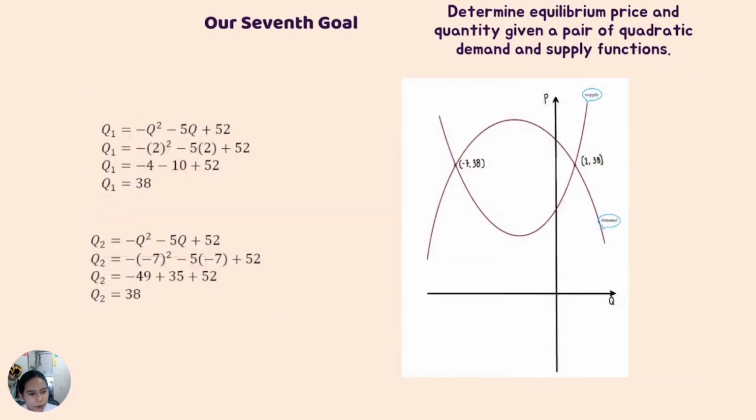As you can see in the next PowerPoint presentation, our Y will be 38 for 2, and another 38 for the negative 7. So we are talking here in business, we don't use this negative quadrant, but we are using this positive quadrant. So that's how you determine the equilibrium price and the quantity given by a pair of quadratic demand and supply functions. So that's it.